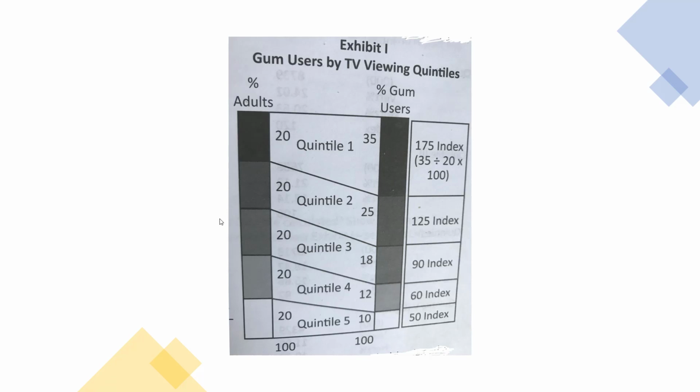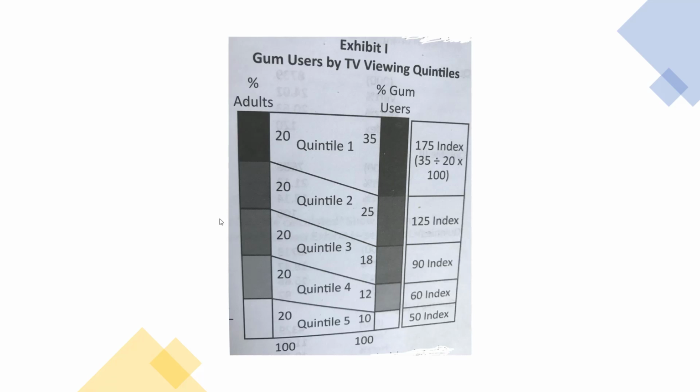If you look at the right hand side, we have an index number. Basically the quantile 1 index number is 175, which is 75 points higher than the benchmark, which is 100. And we have the second quantile, 125, 25 points higher than the benchmark of 100. And then we have the third quantile, which is 90. In fact, it is 10 points below the 100 benchmark.